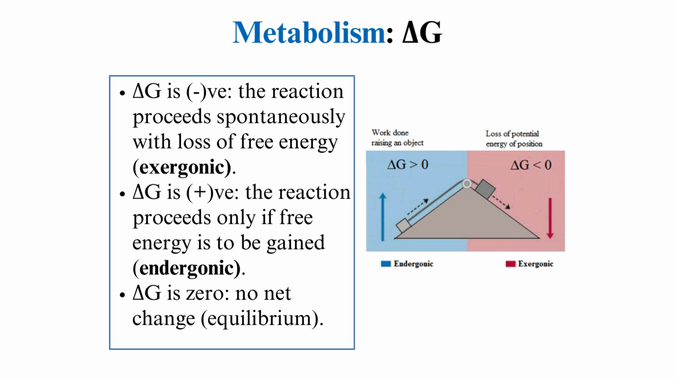So it is this side of the diagram. It is endergonic. When delta G is 0, at equilibrium, there is no net change of energy. And in metabolic reactions, we will come across various examples of different reactions that release energy or acquire energy.